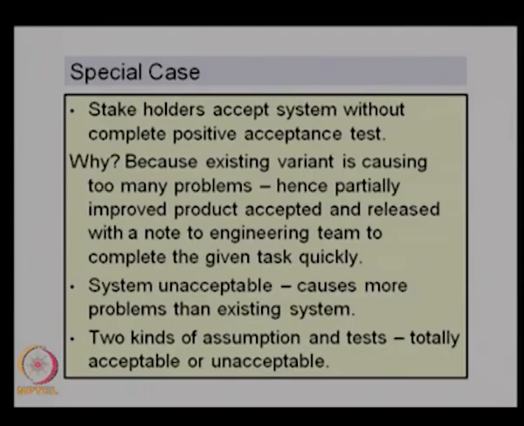So, here even though the system is not completely satisfying the requirements, the stakeholders will accept the system. This is because the existing variant is causing too many problems. So, whatever they are having at present is causing too many problems, and hence a partially improved product is accepted and released with a note to the engineering team to complete the given task quickly. They will accept it because the existing version is causing too many problems, so any improvement upon that is acceptable to them. They will start using it, but they will give a note to the design team asking them to change the design or improve it.